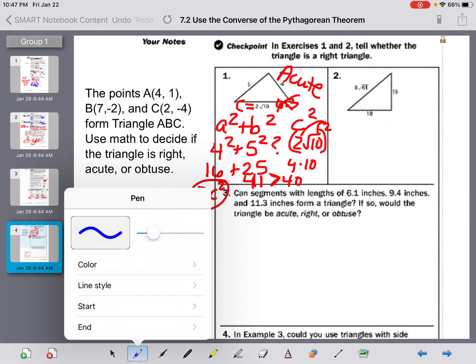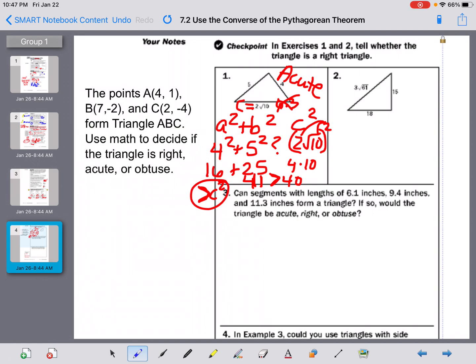All right, let's go to number 2 and try again. So I get an a squared, b squared, and c squared. I need to make sure I know which one's my c. 15 is definitely not. 18 might be. What is 3 square root of 61? On my calculator it's about 23.4. Remember, I don't want that number, but I just wanted to know if it was bigger. It definitely is, so that's my c. So in for my c spot, I'm putting 3 square root of 61.